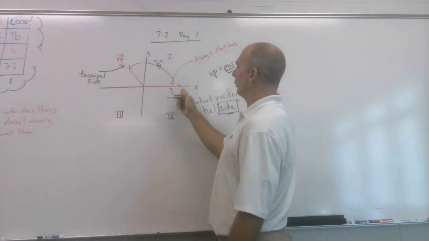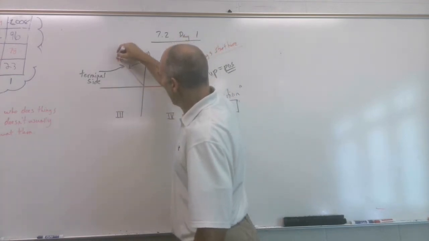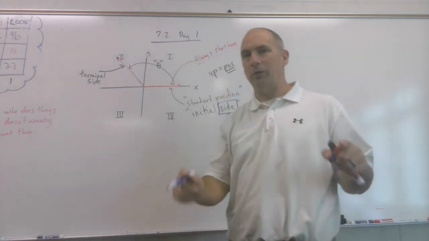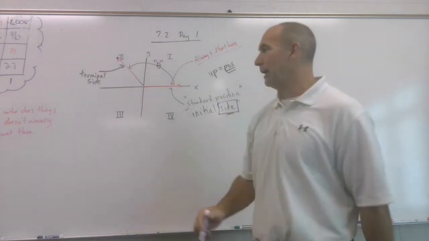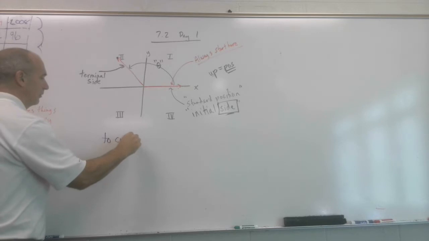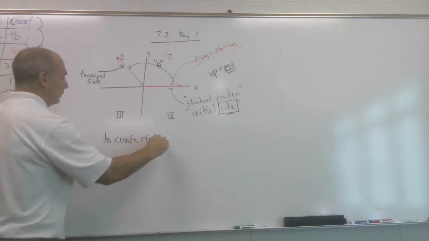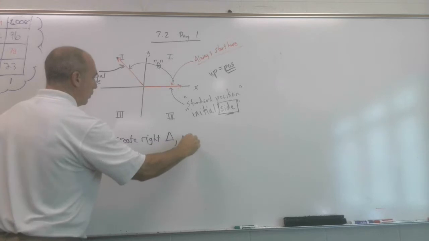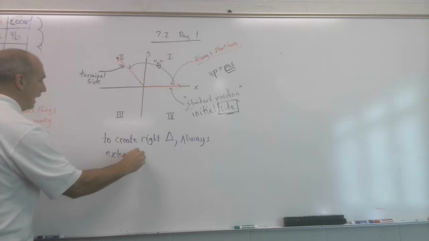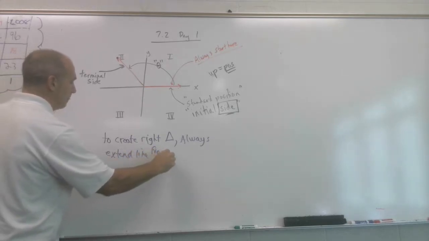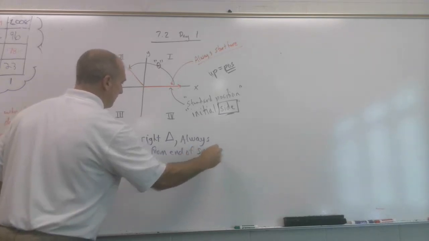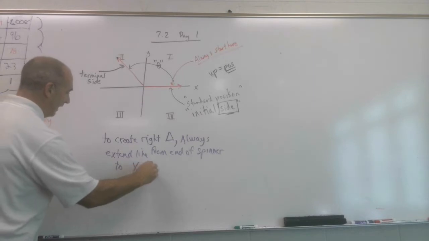Okay, how? Well, when our spinner comes to an end, it has the tip of the spinner right here. We've been dealing with SOHCAHTOA, right triangles, so we have to build a right triangle. Here comes an always. Always, to create your right triangle, always extend a line from the end of the spinner to, here comes the x-axis.